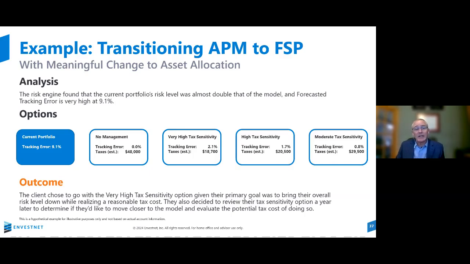And if that client wants to get closer to target over time, they could choose to do a strategy mod the following tax year and perhaps pick high tax sensitivity at that point, and the account will get a little bit closer to the target model by changing the tax sensitivity in future years.